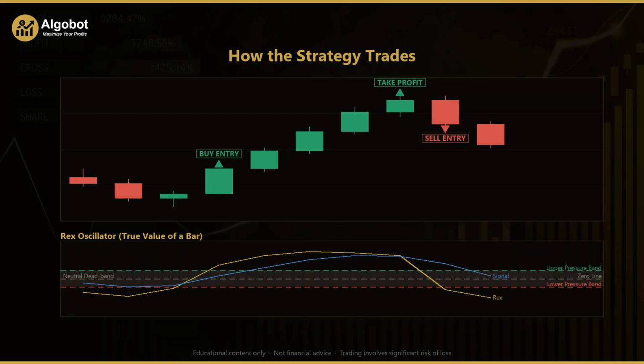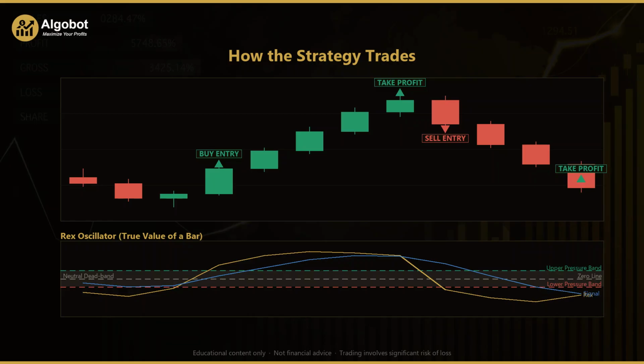Then the character of the market flips. On the eighth candle, a bearish reversal candle forms, closing back down near its low after failing to hold the highs. That rejection drags the gold Rex line down hard. It crosses below the blue signal line and pushes beneath the lower pressure band, out the bottom of the deadband. Again, both conditions align, a fresh downward cross and one-sided selling pressure, and the sell entry marker appears.